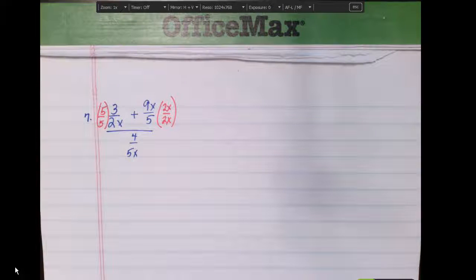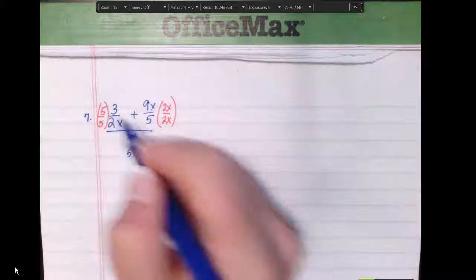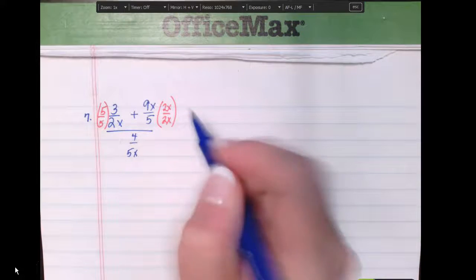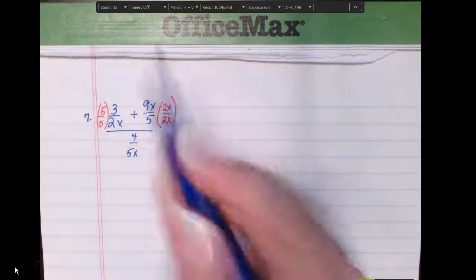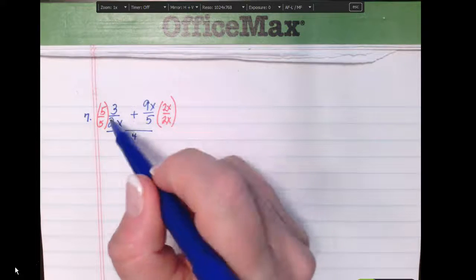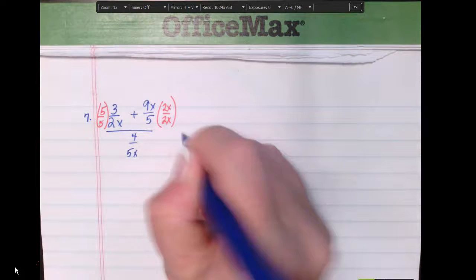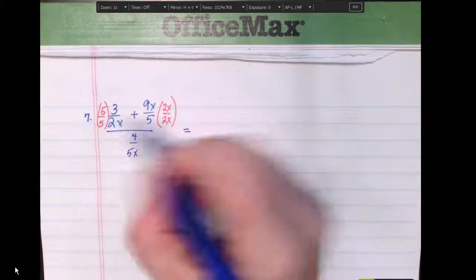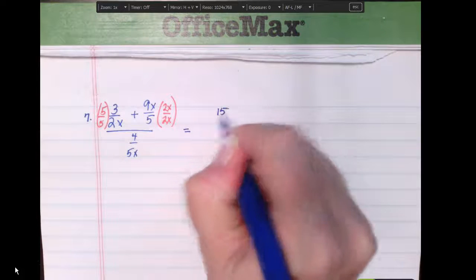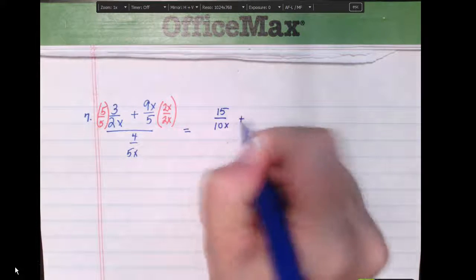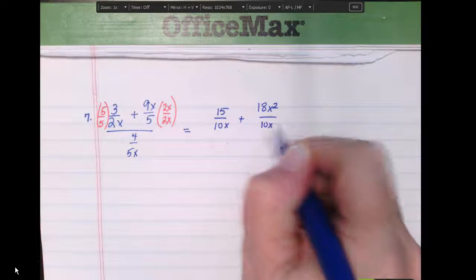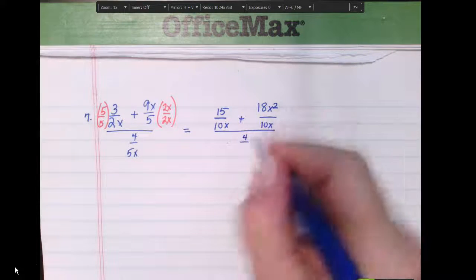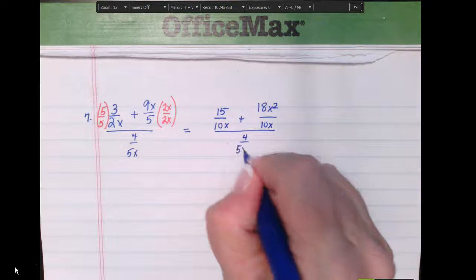So the reason I'm allowed to multiply by different things throughout the problem is that everything that I'm multiplying by is equal to 1, and I can multiply 1 times anything that I want anytime. So I'm just rewriting things into equivalent fractions. If I look at the first term, I get 15 over 10x plus 18x squared over 10x, all of that over 4 over 5x.